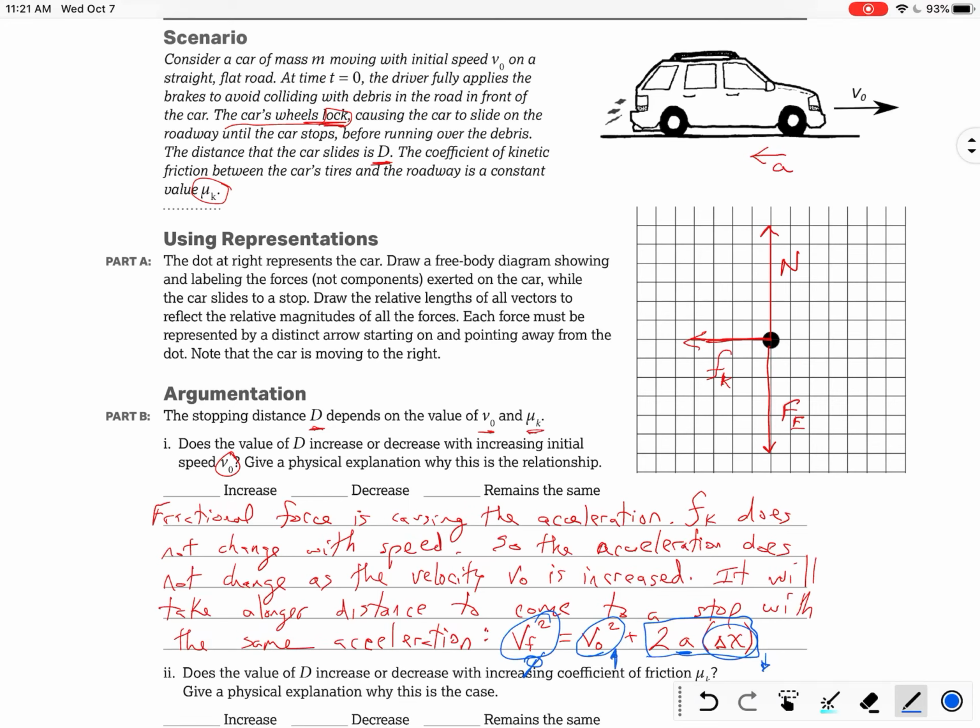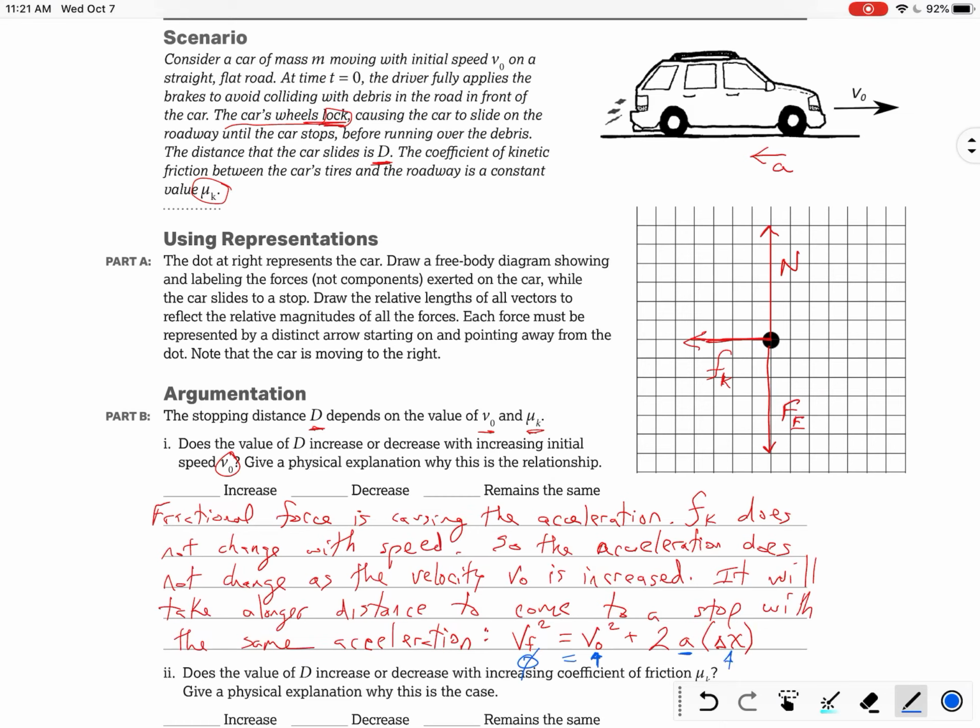Because remember, the acceleration is negative. So that's where the negative term comes from. But okay, I completely messed that up. Let's start that explanation over. So the final velocity is 0. And this term is getting larger as we look at increasing velocities. Acceleration is negative because it's in the opposite direction. So to balance out a term that's getting bigger, the displacement has to get bigger as well.